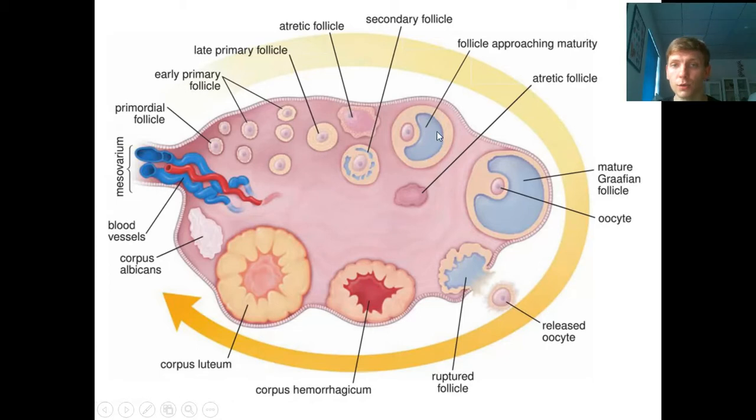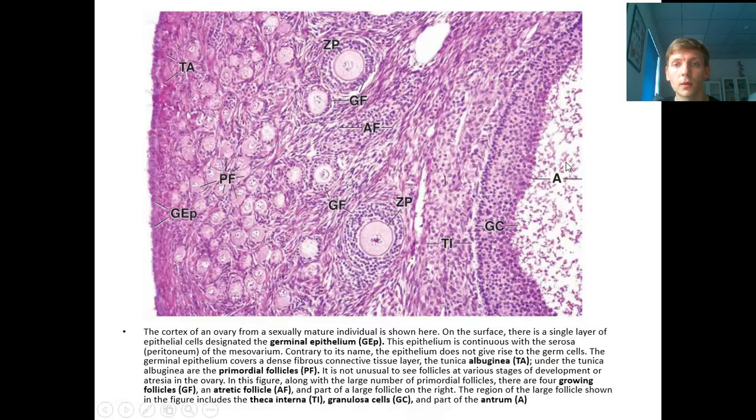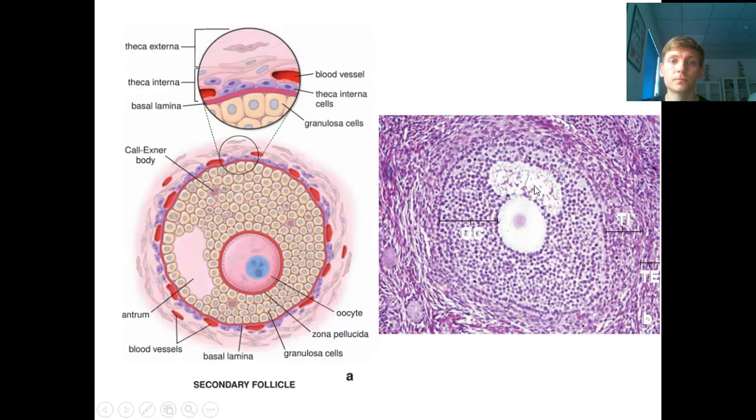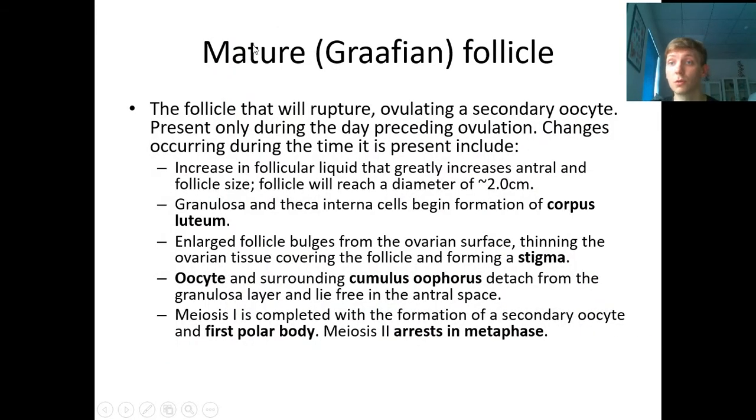When antrum is formed, we name this follicle approaching maturity, or tertiary follicle. And this follicle approaching maturity later converts into Graafian follicle. Sometimes its name is quaternary follicle, but more commonly its name is Graafian follicle. Okay, let's continue. Let's talk about Graafian follicle itself.